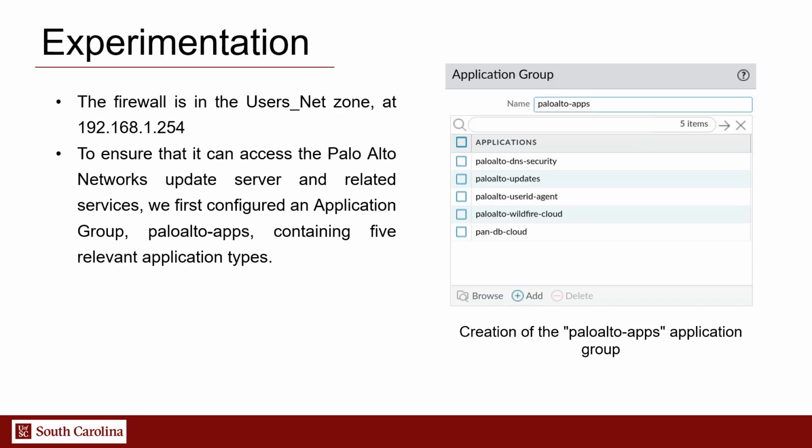Next, I will explain how we create an application group in order to explicitly permit select traffic between the internet and the user's net. The firewall is in the user's net zone at 192.168.1.254. To ensure that it can access the Palo Alto Network's update server and related services, we first configured an application group, Palo Alto Apps, containing 5 relevant application types.